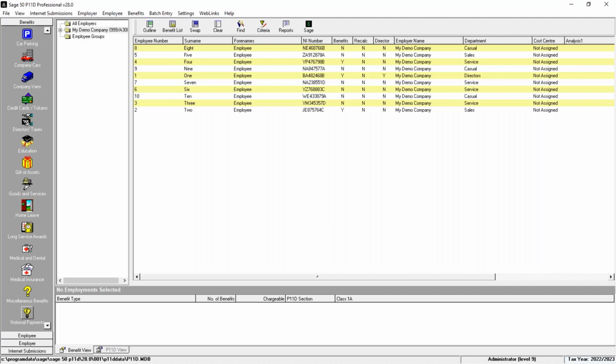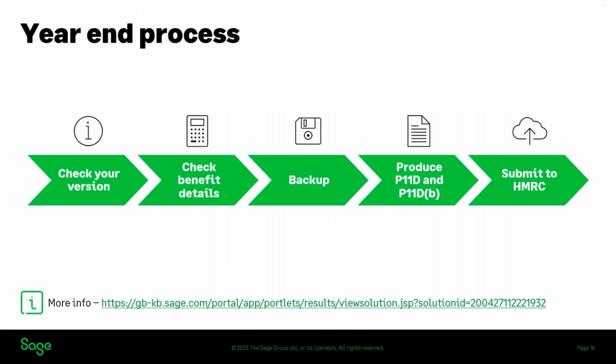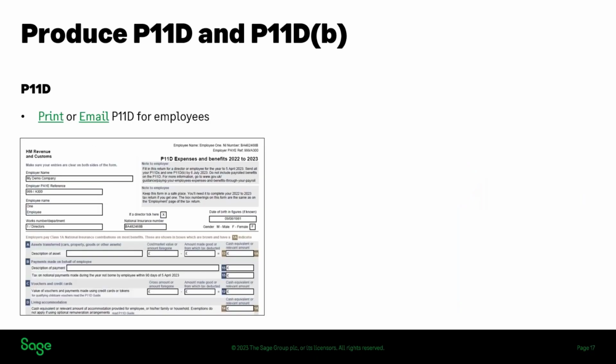So those are the preparation steps. And then we can move on to the year-end process, which is producing these forms and then doing our submission. So P11D is the form that you'll need to give to your employees. And this information will also be submitted to HMRC when you do the internet submission. And you've got two different formats that you can use.